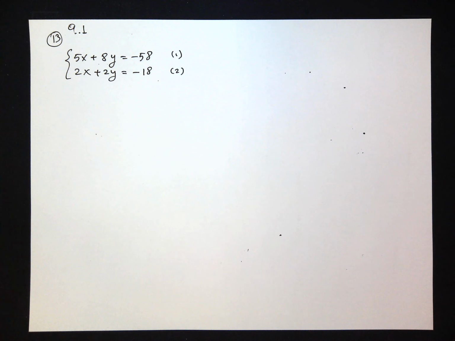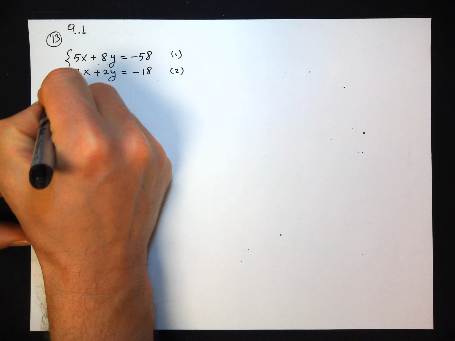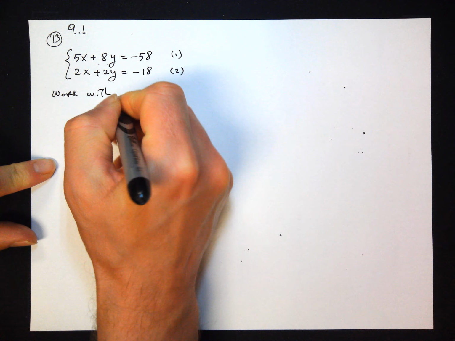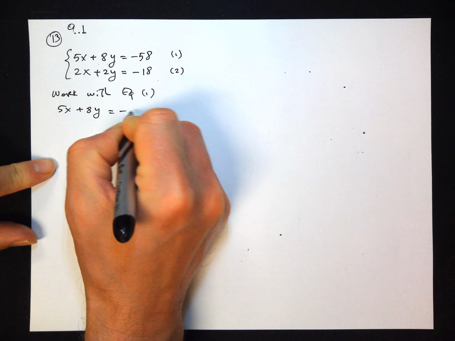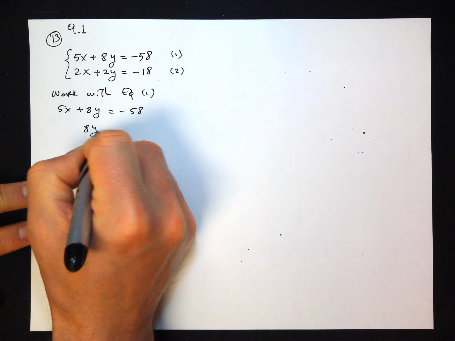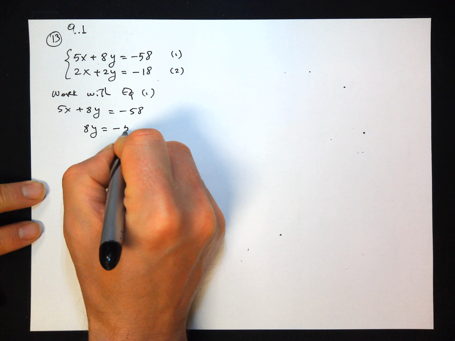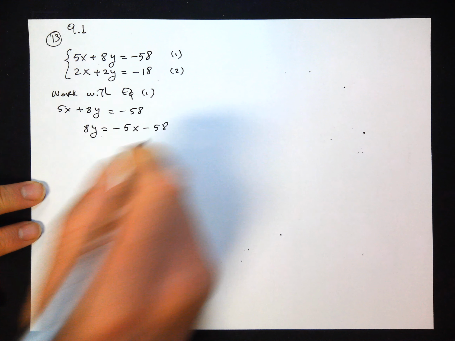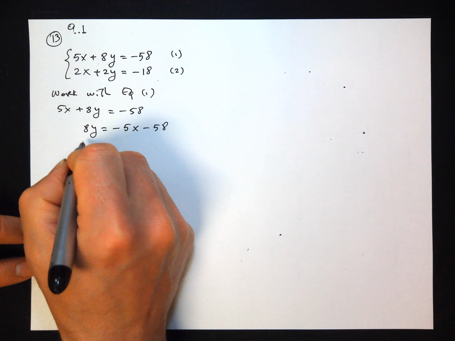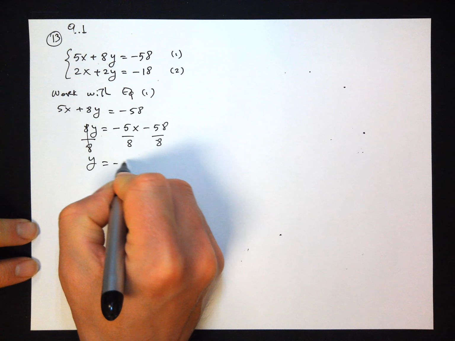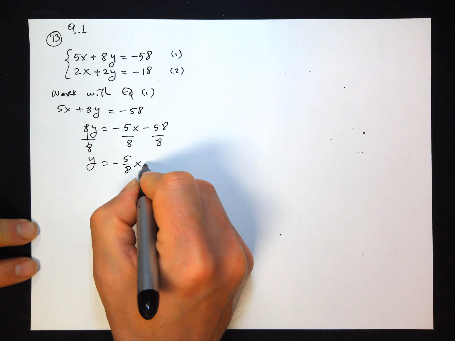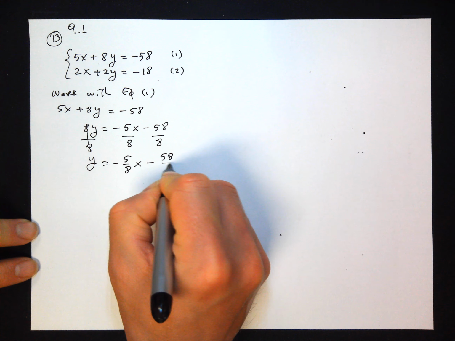And again, it's a linear function, so we're going to bring it to the slope-intercept form, in the form of y equals mx plus b. So work with equation 1. So I have 5x plus 8y equals negative 58. So 8y equals, I'm solving for y, obviously, negative 5x minus 58. Okay, so I divide everything by 8. Okay, and then I get y equals negative 5 over 8 x, and then minus 58 over 8.